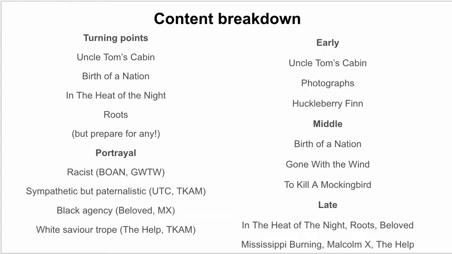I've put To Kill a Mockingbird in the middle period there, and then the last 50 years. So you can always break these essays down into early, middle, and late, and just say how things are changing within these time periods. Okay. Now on to the past questions.